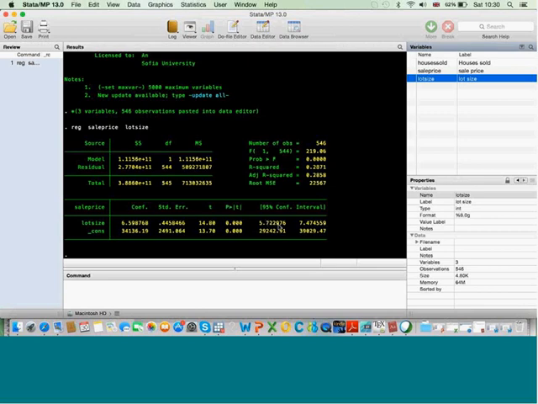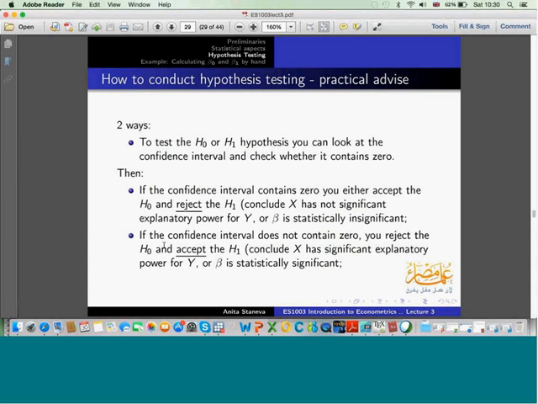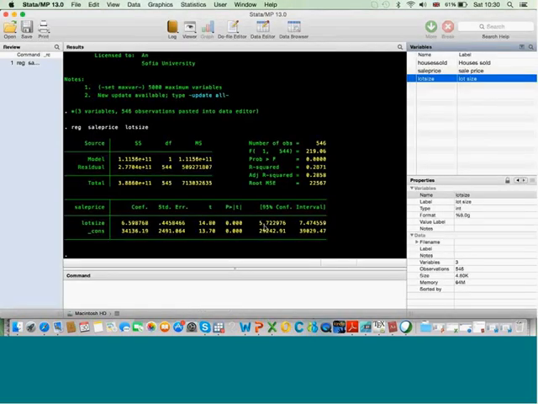In our example, we don't see that the confidence interval contains zero. So then we go to the second definition. If the confidence interval does not contain zero, you reject the null and accept the alternative. So we conclude that x has significant explanatory power for y, or beta is statistically significant. This is what we can conclude based on our confidence interval. We can see our confidence interval is between 5 and 7. It does not contain zero. So we can reject the null and accept the alternative hypothesis and conclude that the lot size has an effect on the sales prices.